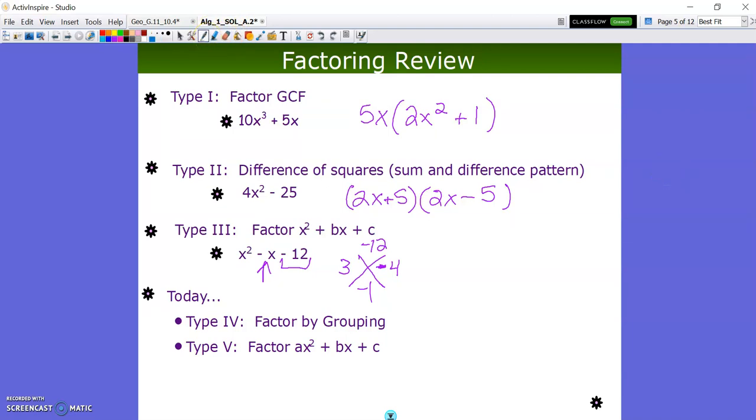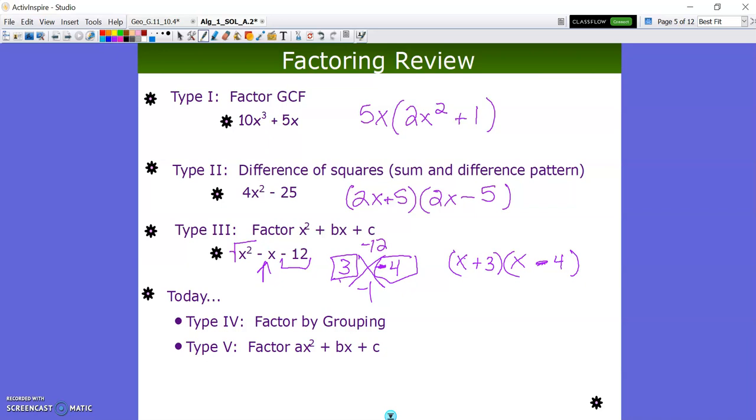And just like in the difference of perfect squares in example 2, we're going to set up two different sets of parentheses. We're going to take the square root of the first term and write it twice. And then we take these side pieces from our X box. The first thing I wrote down was 3, so that's a positive 3. And the second thing I wrote down was a negative 4, so that's a minus 4 in my binomial. Again, go ahead and double distribute or FOIL to see that you've gotten back what you started with. That's your review of type 1, 2, and 3 factoring.